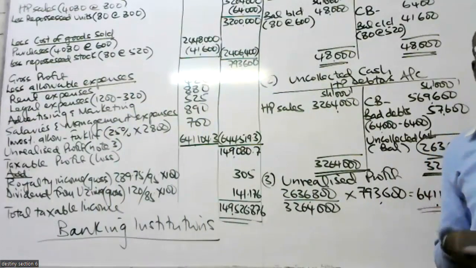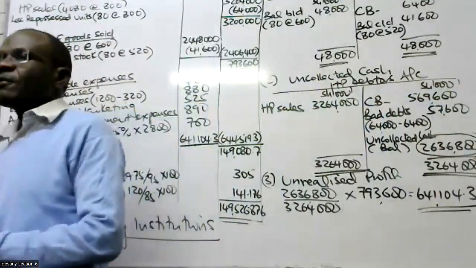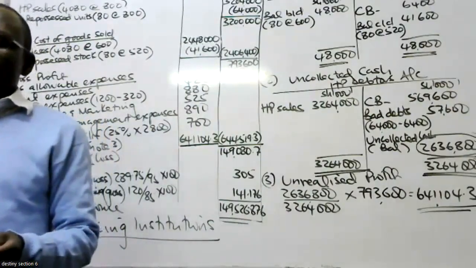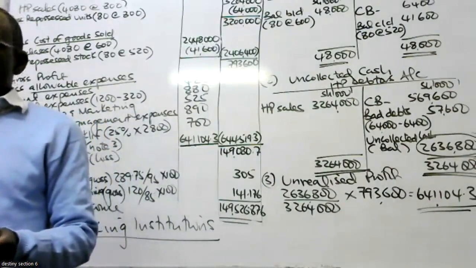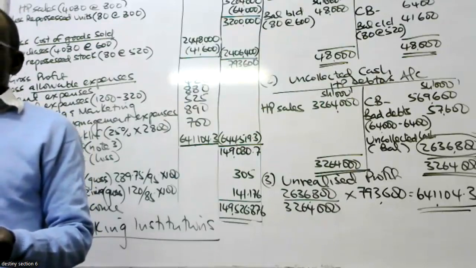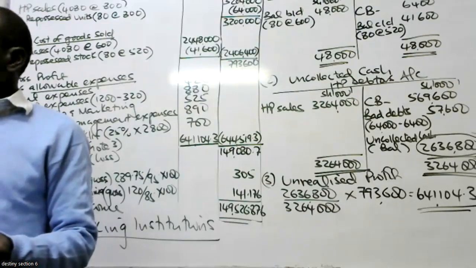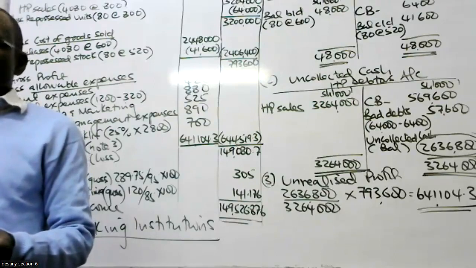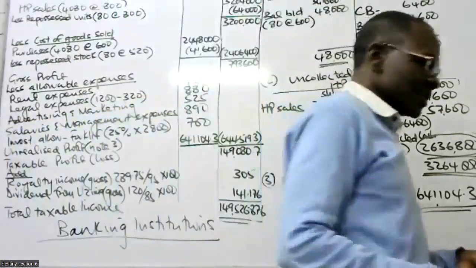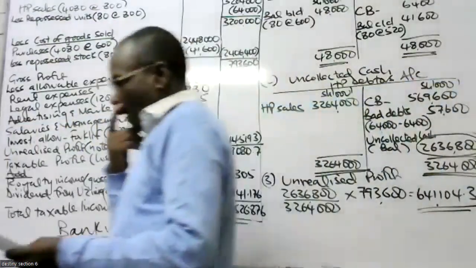To perform banking operations, a bank must obtain a license from the regulatory authority, in brackets CBK, in accordance with the Banking Act.